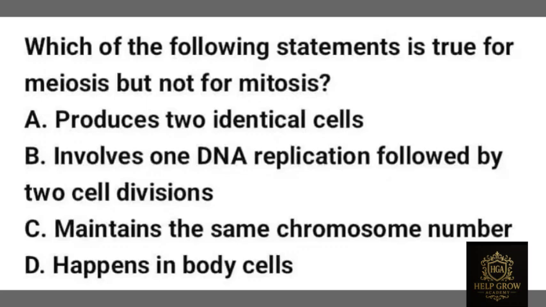Meiosis is a special type of cell division that produces gametes, which is the sperm and eggs. It starts with one round of DNA copying, but then divides twice, forming 4 new cells. Each of these cells has half the number of chromosomes. They are called haploid. This is different from mitosis, which divides only once and produces 2 identical diploid cells used for growth and repair. That's why option B is the correct one.